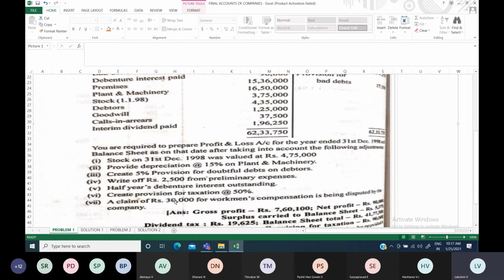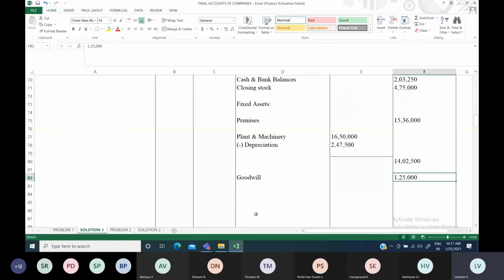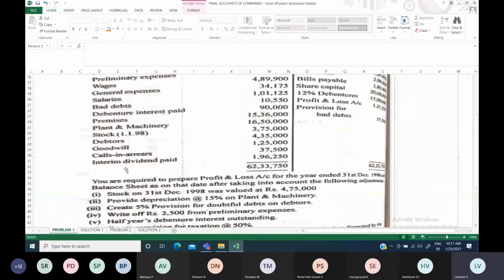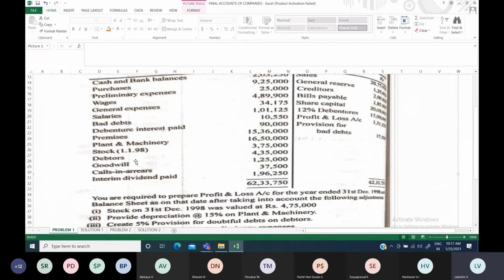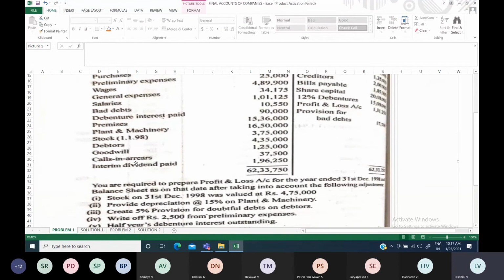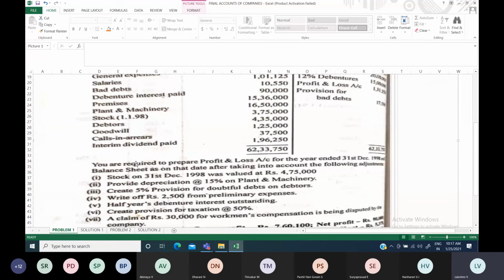So no other items are given. So we have completed fixed assets. Like this, you have to check each and everything. Still, preliminary expenses we didn't finish. Okay. So preliminary expenses, you have to bring it here.